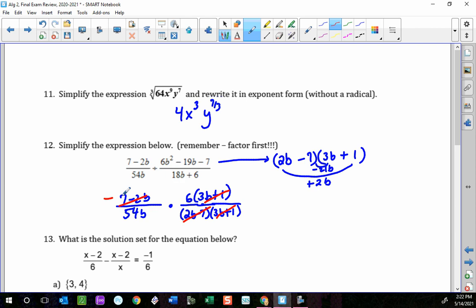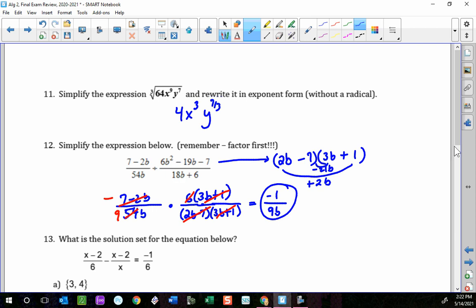So I'm almost done. 6 goes into 54 9 times. So 6 can cancel with this and make a 9. So my final answer, when I collect everything together, on top I have nothing but a negative, so I'll have to put negative 1. On the bottom I have a 9b. And that would be my answer.